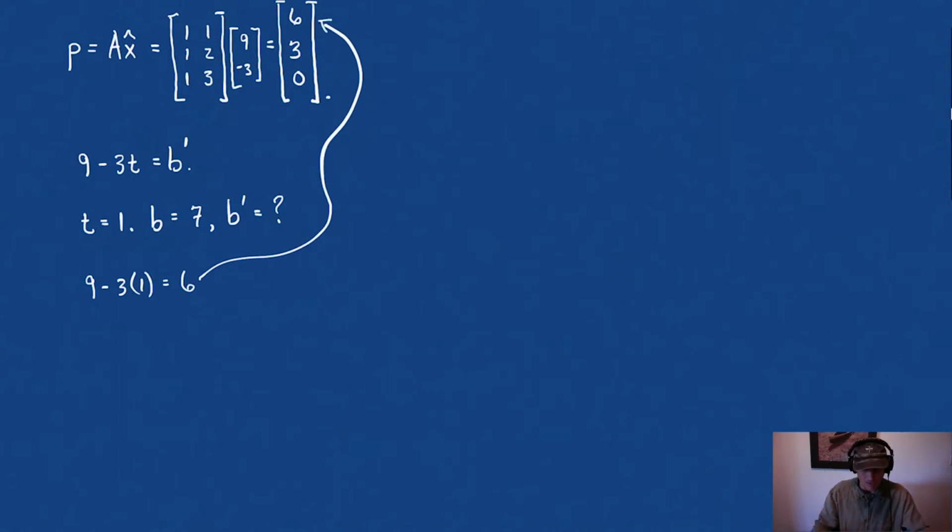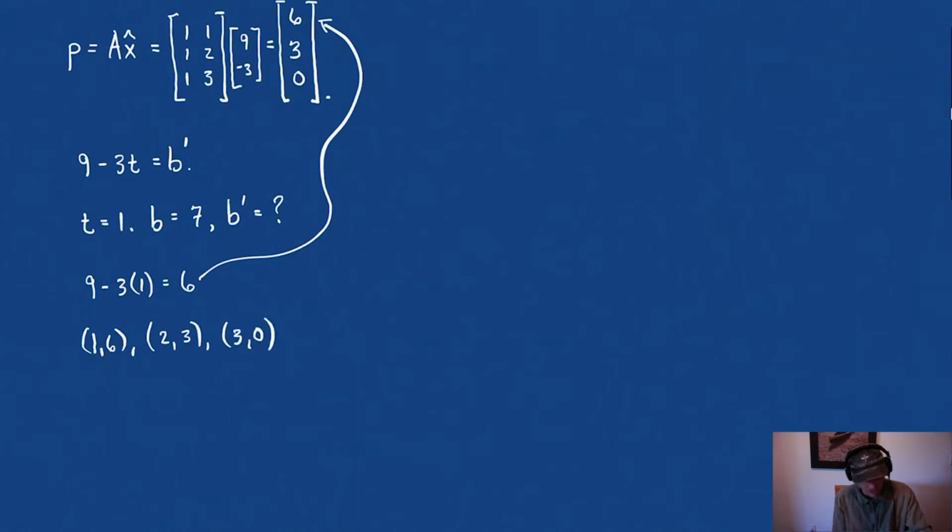As a matter of fact, the projection is the line of best fit evaluated at the original inputs. And so there we have it. Let's graph p. p is 6, 3, 0. So really our new points on our line are (1, 6), (2, 3), and (3, 0).